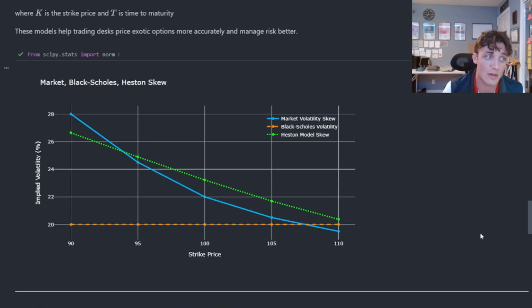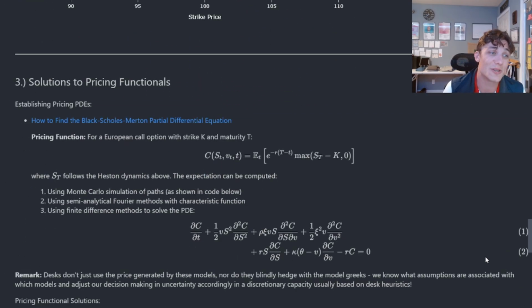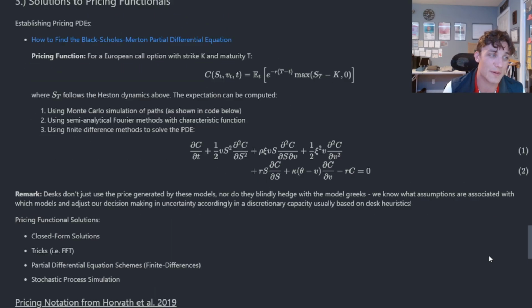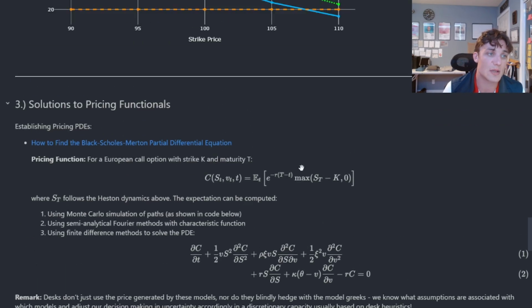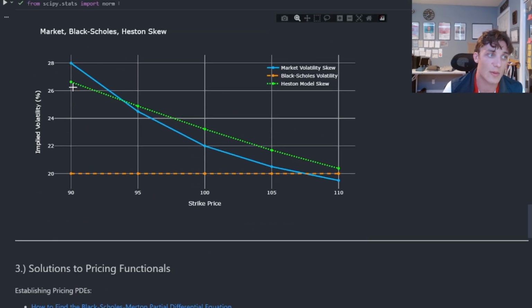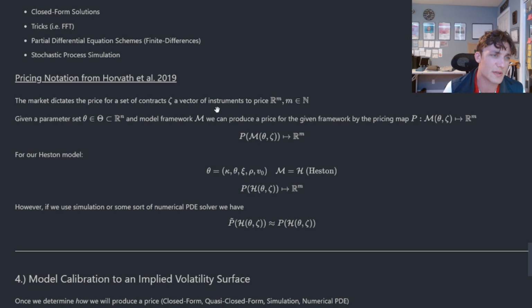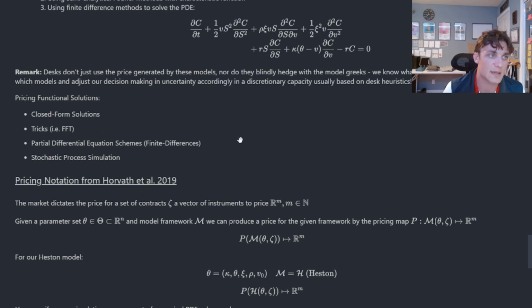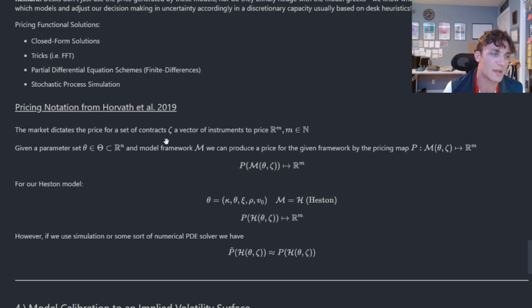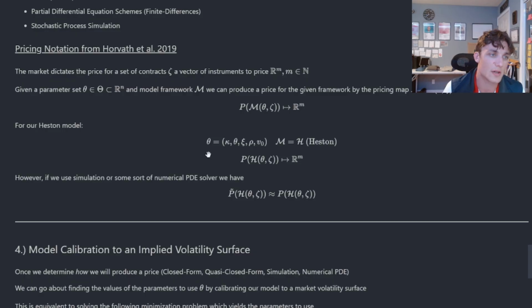with the Heston framework. We haven't even gotten to producing exotic option prices yet, but we need to produce the European option prices first so that we can fit the model to the market surface. Then we can produce the exotic prices. So what I have here is some notation discussing the pricing. And really, we don't have to get too much into the weeds.